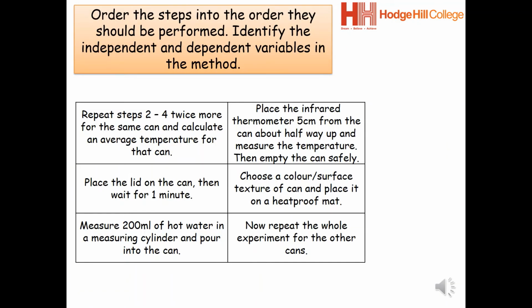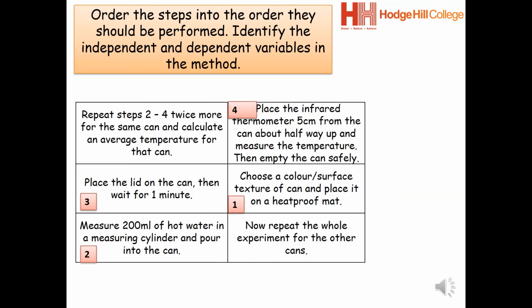Now, you are expected to order the steps into the order they should be performed. Identify the independent and dependent variables in the method. So pause and put them in order, and then you can check to see if you've done so correctly. So here we go. Number 1, choose a color or surface texture of a can and place it on the heatproof mat. Number 2, measure 200 ml of hot water in a measuring cylinder and pour into the can. Number 3, place the lid on the can, then wait for 1 minute.